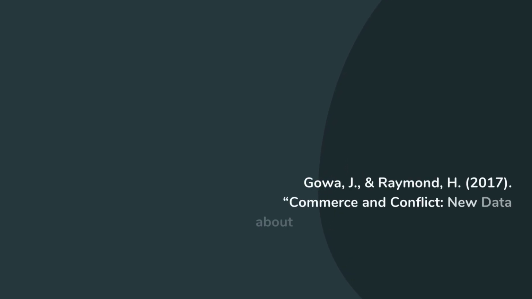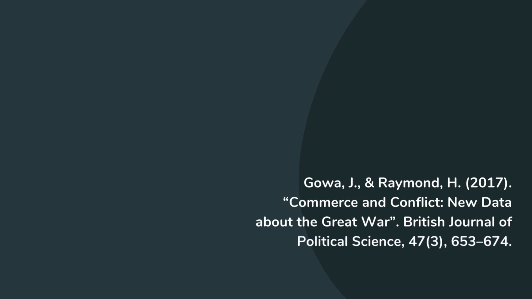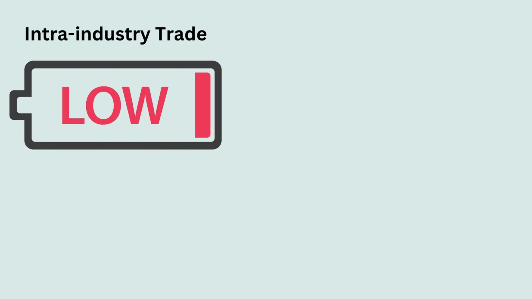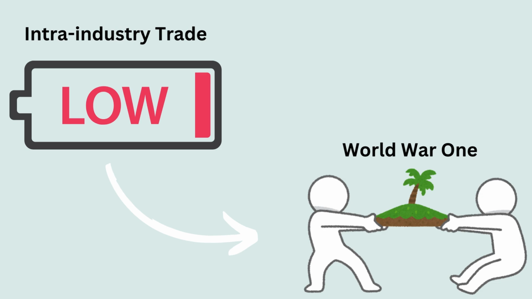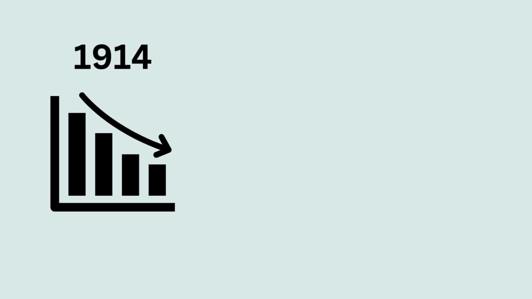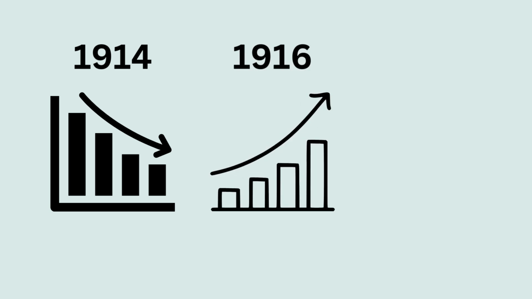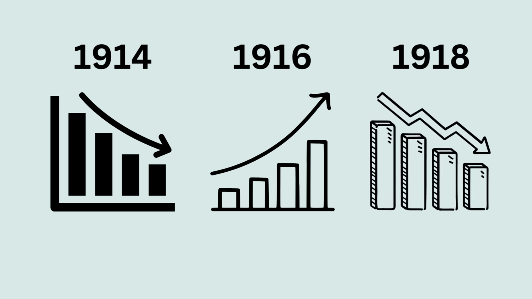According to a 2017 paper published in the British Journal of Political Science, the lack of intra-industry trade in 1913 might explain why the global conflict occurred in the following year. Global trade fell immediately when the war broke out, but instead of staying at a small level, it rose quickly until it almost reached its pre-war peak before crashing once again in the final year of the war.